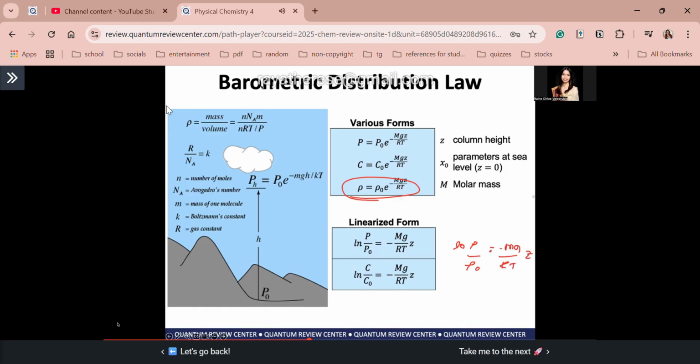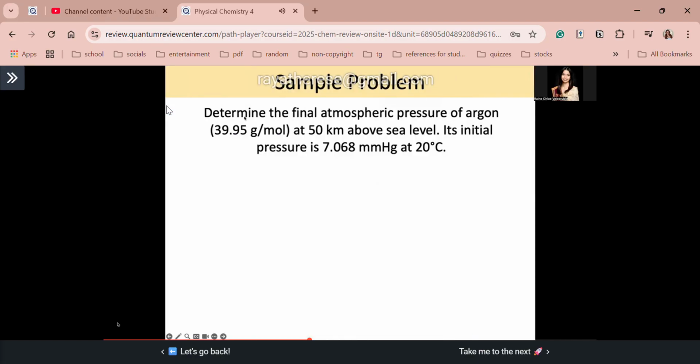Okay. Now let's move on to a sample problem to easily understand the barometric distribution law. So determine the final atmospheric pressure of argon with a molar mass of 39.95 grams per mole at 50 kilometers above sea level. So may given kayo na height, diba? Above sea level. Its initial pressure is 7.068 mmHg at 20 degrees Celsius.